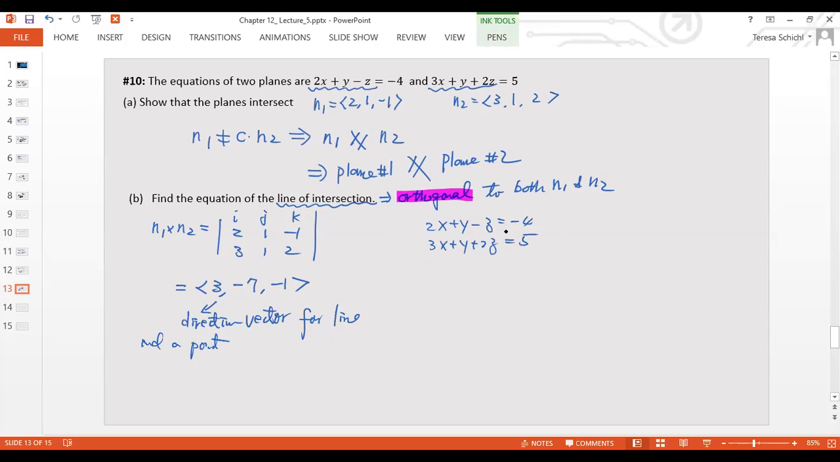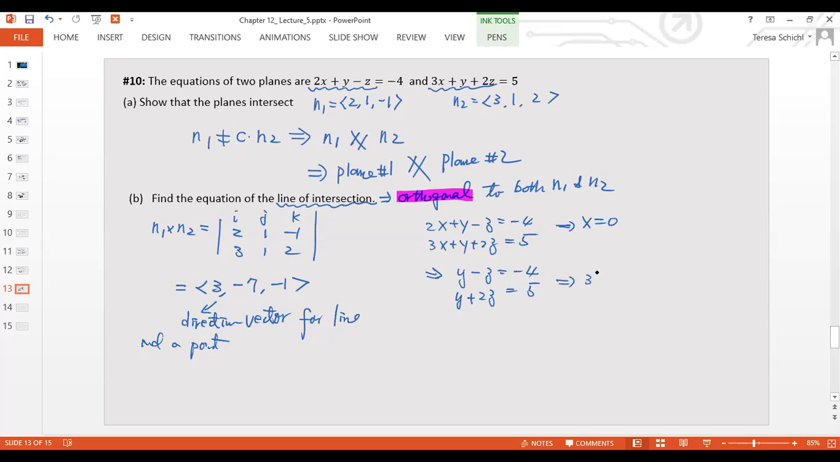Okay, so I need to find the point. Let's see if I set x equal to 0. You can set y equal to 0 or z equal to 0, it doesn't matter. Let's see if we can find a unique solution for y and z. So y minus z equal to -4, and y plus 2z equal to 5. So you use equation number 2 minus equation number 1.